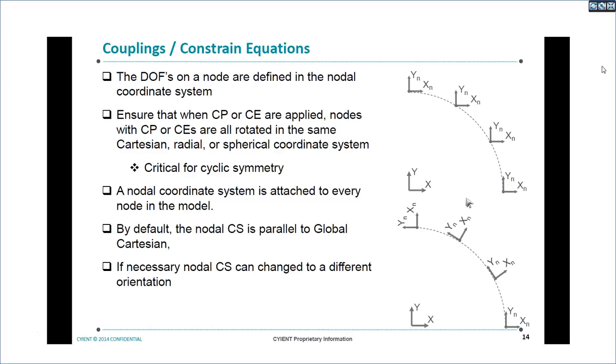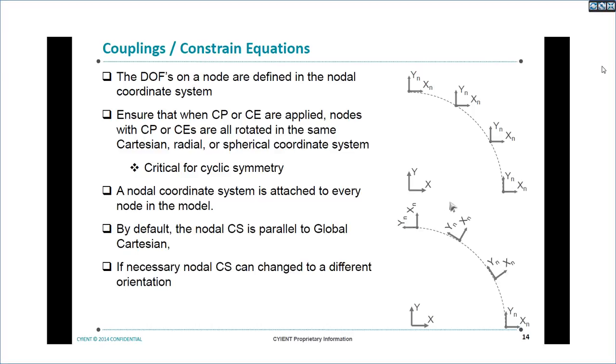So we have discussed degrees of freedom. Degrees of freedom are affected by the nodal coordinate system. Basically, for any node, especially in ANSYS, all nodes typically have a nodal coordinate system aligned to the global Cartesian. Okay. In ANSYS, the default coordinate system is the global Cartesian coordinate system, so all nodes will have a Cartesian nodal coordinate system. If you see this picture, all these nodes are aligned to the global Cartesian coordinate system.